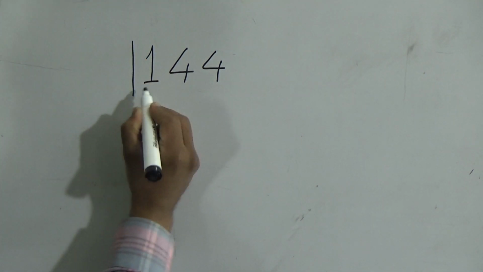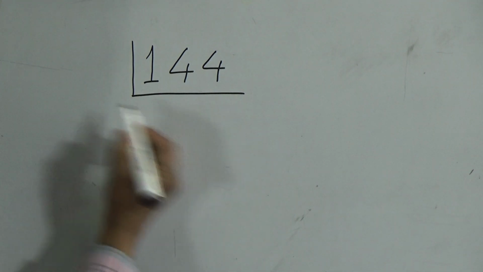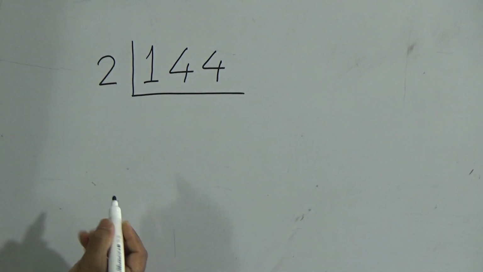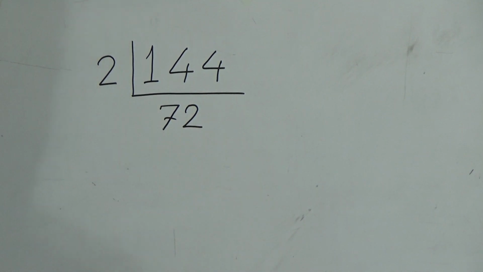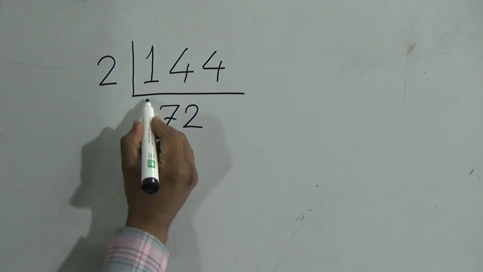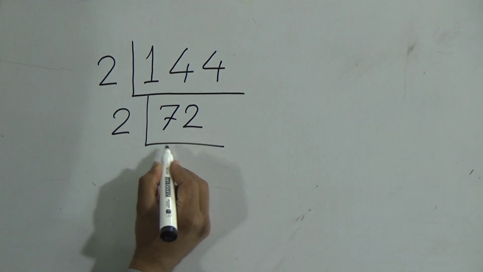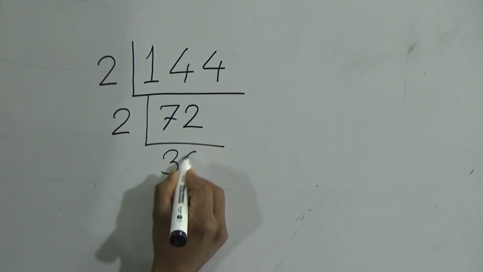Now resolve it. It's 144. If we divide 144 by the prime number 2, then we can divide it because it's an even number. We will get 72. Now 72 again is an even number, so we can divide 72 by the prime number 2 again, and we will get 36, because 2 goes 36 times in 72.